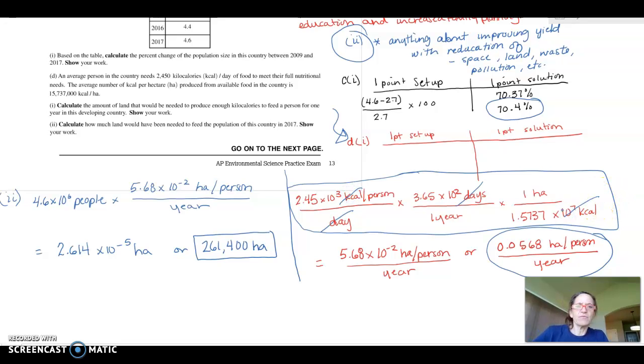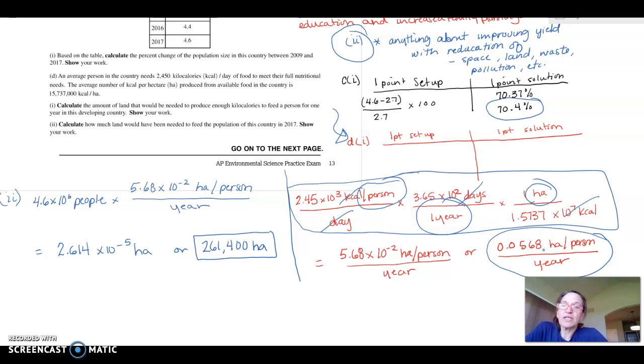And then we are going to be able to go through and actually calculate that answer, and you will find that you get 0.0568 hectares per person per year. And so you see that we have hectares per person per year. That would be the correct units. And so that would be 5.68 times 10 to the negative second hectares per person per year.